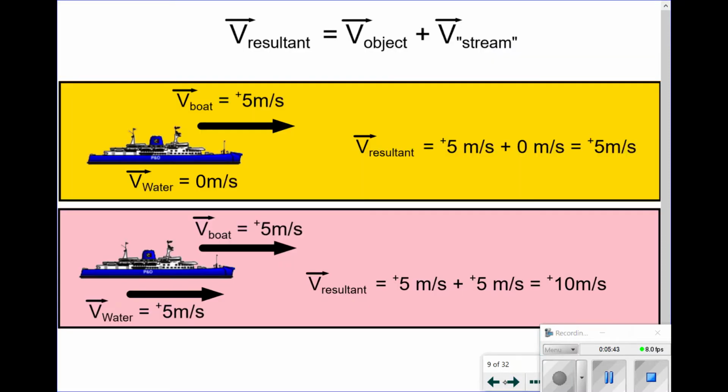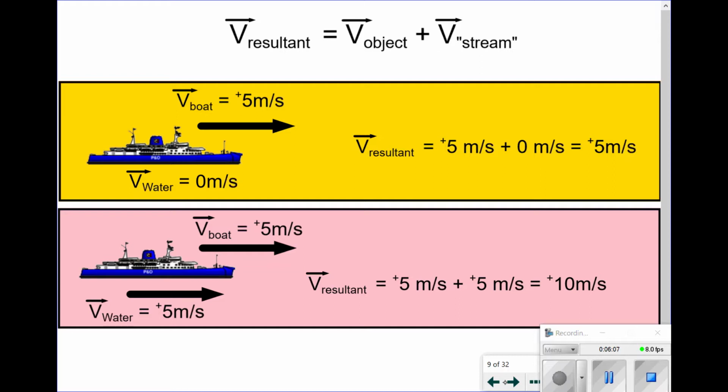And always, resultant velocity is always the velocity of the object plus the velocity of the stream or streams that are affecting that object's motion, all as seen by a stationary observer, such as the ground or the person who is standing still on the ground. So in the first case where we have the lake, my resultant velocity is just the boat because the water is at rest.